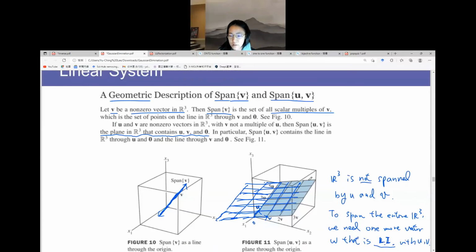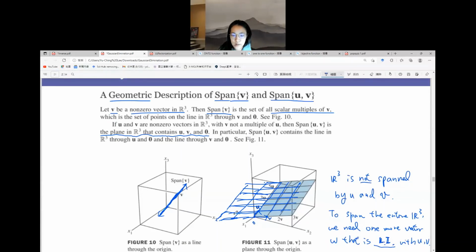But if we only have 2 vectors, then the best we can do is to span a 2-dimensional plane, even though they are linearly independent. Within an R3 space with only 2 vectors, the best we can do is just a 2-dimensional plane. In order to span the entire R3, we need the third vector, and that third vector W needs to be linearly independent with u and v.